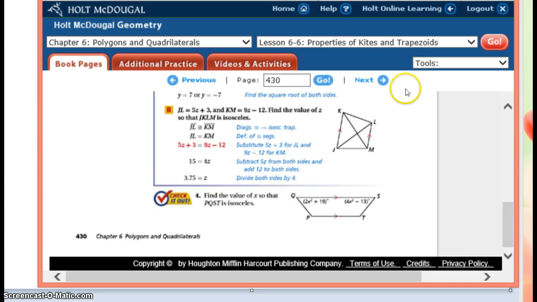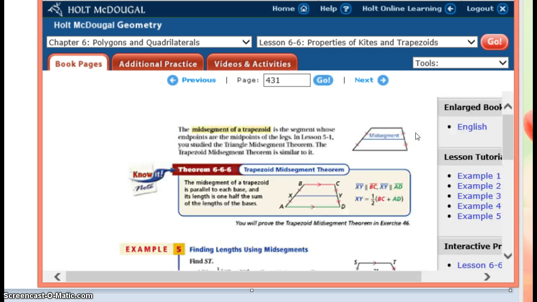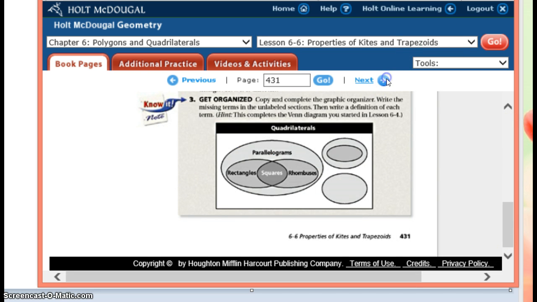Okay, let's go on and find some examples that aren't at the beginning of the textbook, shall we? Alright, now we've reached the mid-segment of a trapezoid. This is a funny little thing. It's not like the mid-segment of a triangle. So we have the trapezoid mid-segment theorem. A mid-segment of a trapezoid is parallel to each base, and the length, so this length, is half of BC plus AD. So the bases, you add them together, and divide them by 2 to get XY, okay? BC plus AD over 2 equals XY. Alright, short little theorem, hard to remember. Moving on.